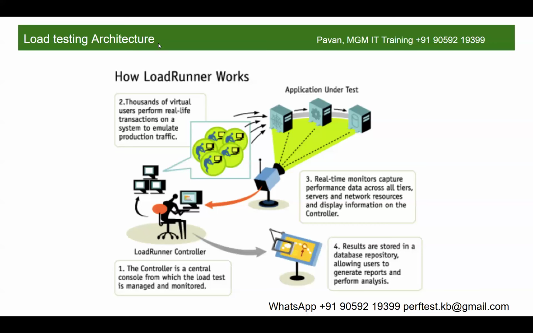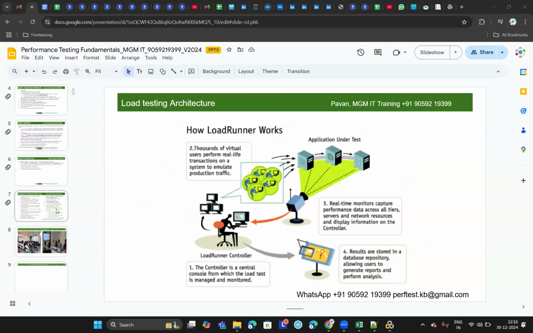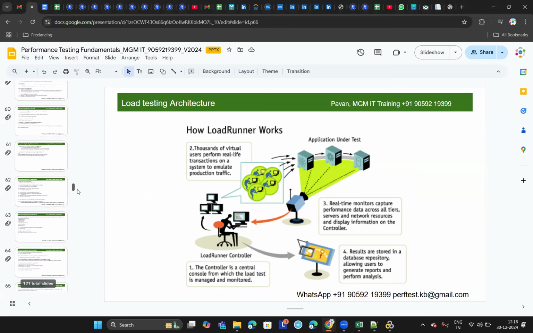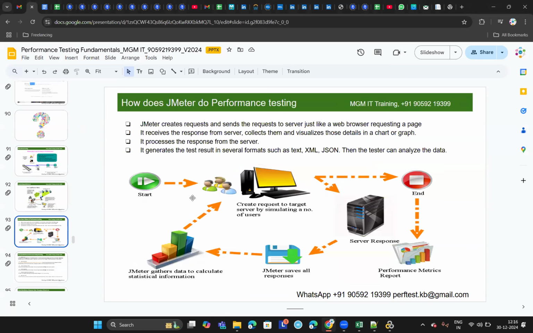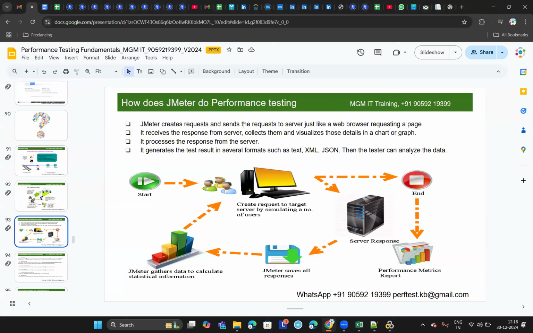Right. So this is how we do load performance testing with LoadRunner. And this is the architecture diagram. Next one is the architecture diagram of JMeter. Let me show you that. LoadRunner is a licensed tool, and JMeter is an open source tool, right? This is how JMeter works. We'll discuss this later, as this batch is for LoadRunner, so we will focus more on LoadRunner. But this is how JMeter works.